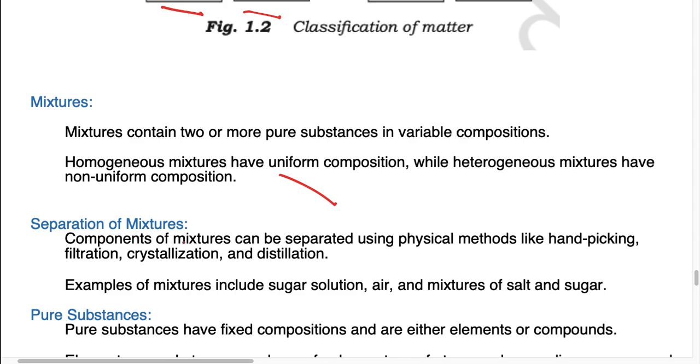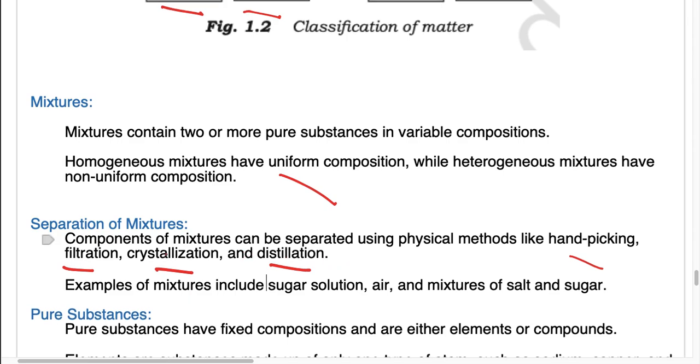Let's see the separation of mixtures. The next is how we can separate a mixture. The components of a mixture can be separated using physical methods like hand picking, filtration, crystallization, and distillation. So these are the physical methods we can use to separate the components of a mixture.